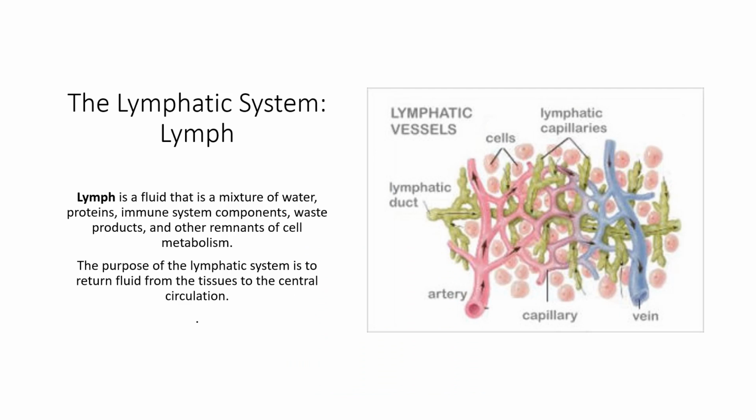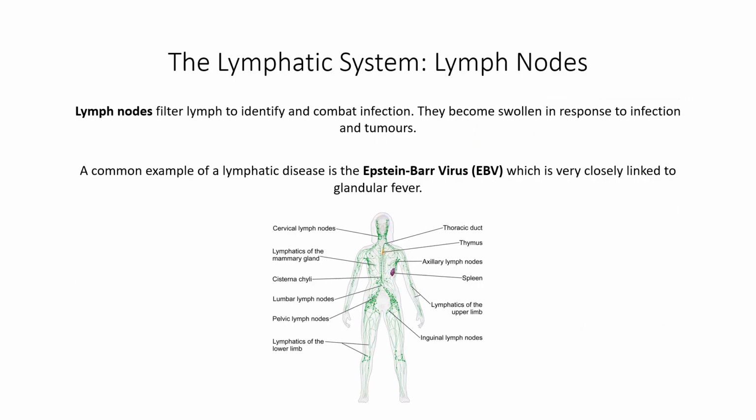So lymph, we said, is a fluid, and it's a fluid that is made up of a mixture of water, proteins, immune system components, waste products, and other remnants of cell metabolism. So there's all sorts of stuff going on there. There's a lot of viruses and things you don't want in there at the same time. So the purpose of the lymphatic system is to return the fluid from the tissues to the central circulation. The lymph nodes filter that lymph to identify and combat infection to produce those T cells. In the event of an infection, it becomes swollen in response.